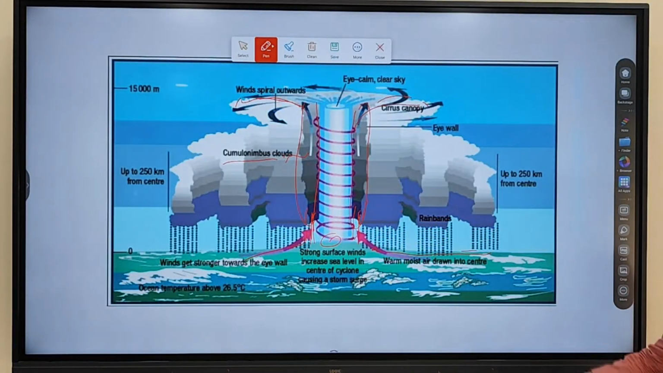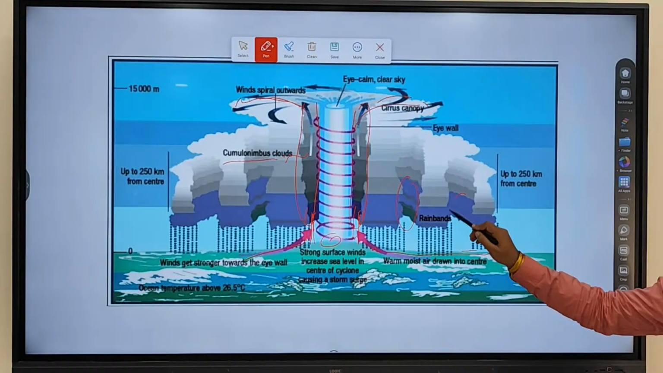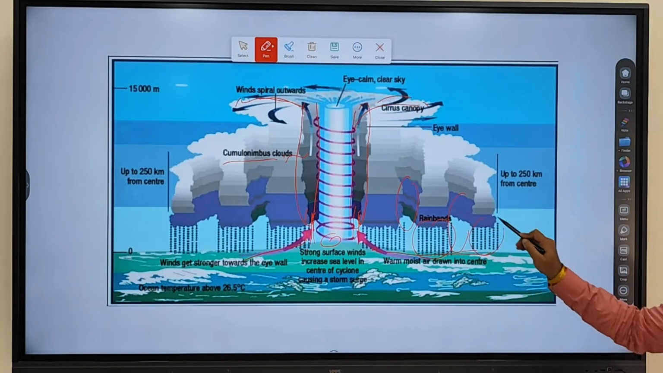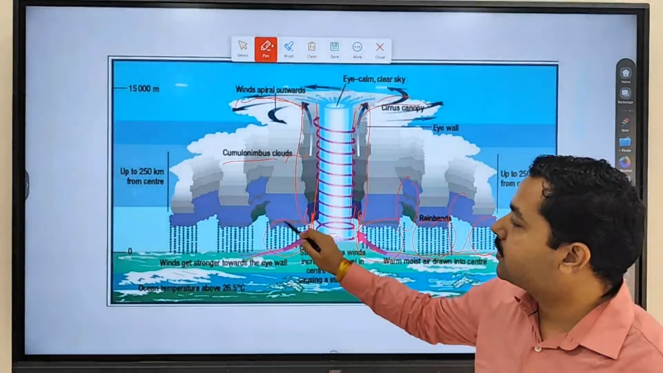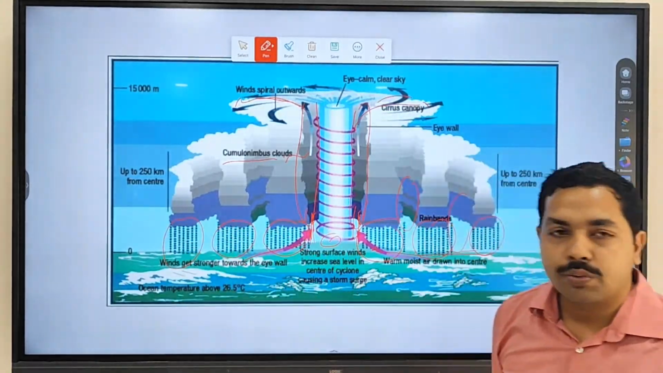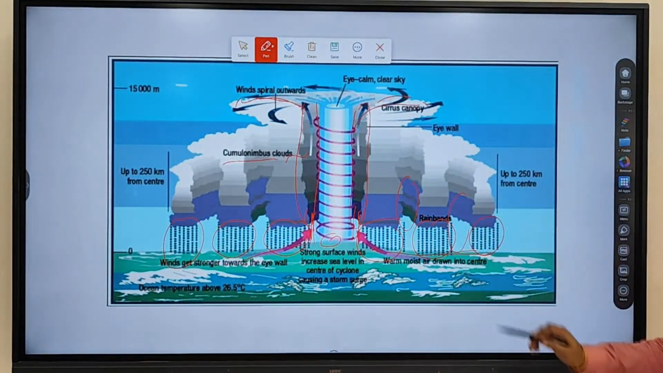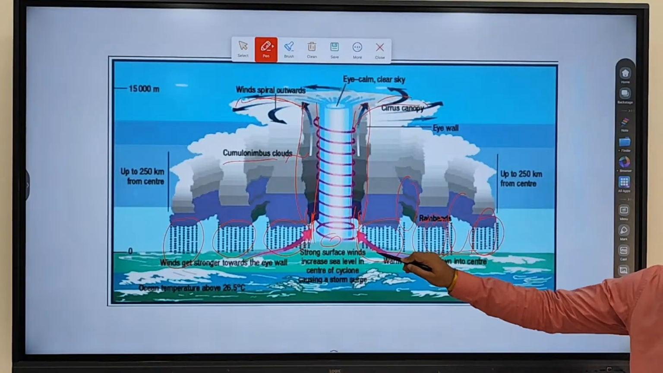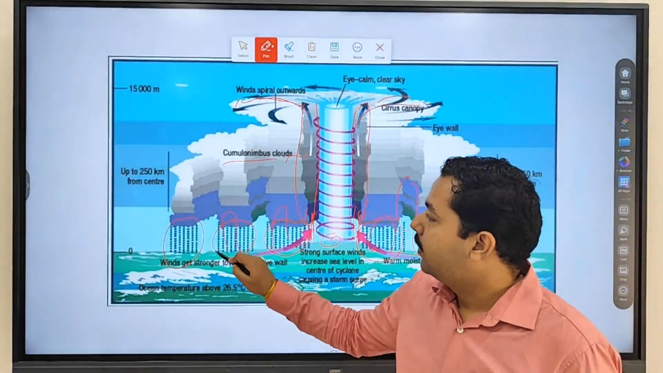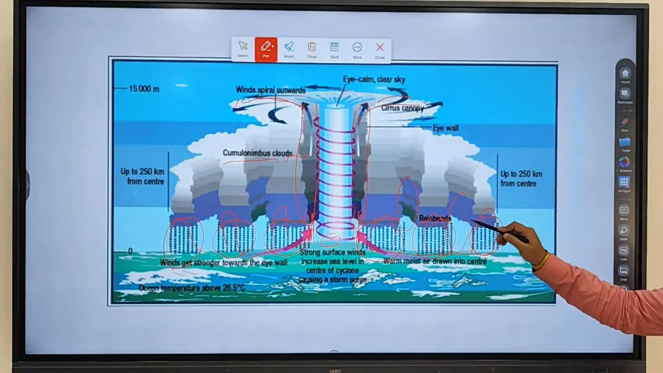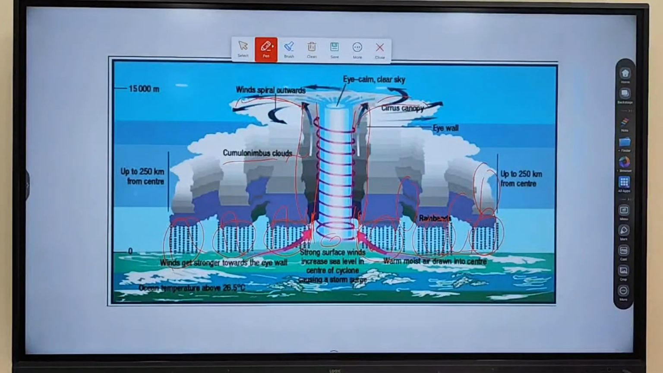Clear? Any doubt? And these are the various rain bands. You can see these rain bands are referred to as spiral bands. These are spiral bands because here multiple convective cells are being formed. When multiple convective cells are formed, air will rise up, create a dark cloud, which will create rainfall over here. That is called a spiral band or a rain band. Fine. So this is the structure of tropical cyclones.